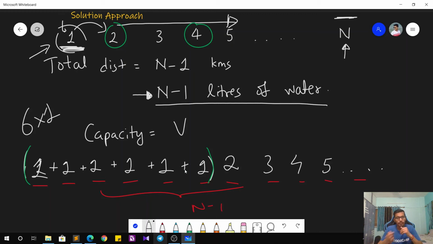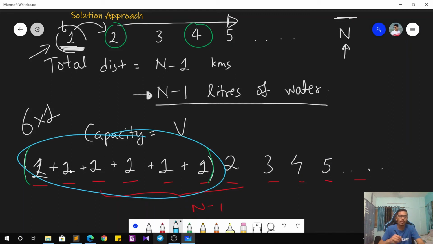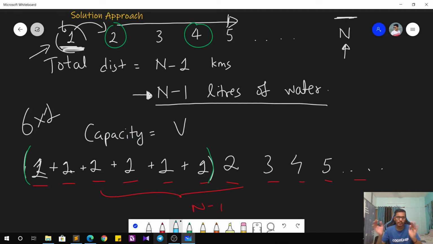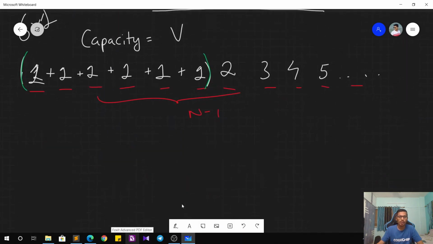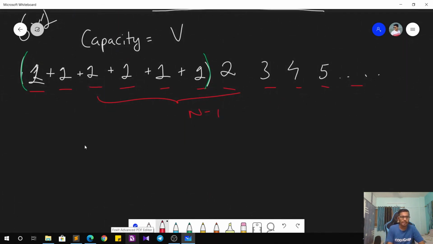What is for the maximum? For maximum, you will avoid this thing. This blue thing you are going to avoid. Why? Because you don't want to fill the majority of the water towards the very beginning. But you cannot skip filling water at first checkpoint. Why? Because initially your tank was empty. So you start with 1. So how it is going to look like for maximum? For maximum, it is going to look like this.